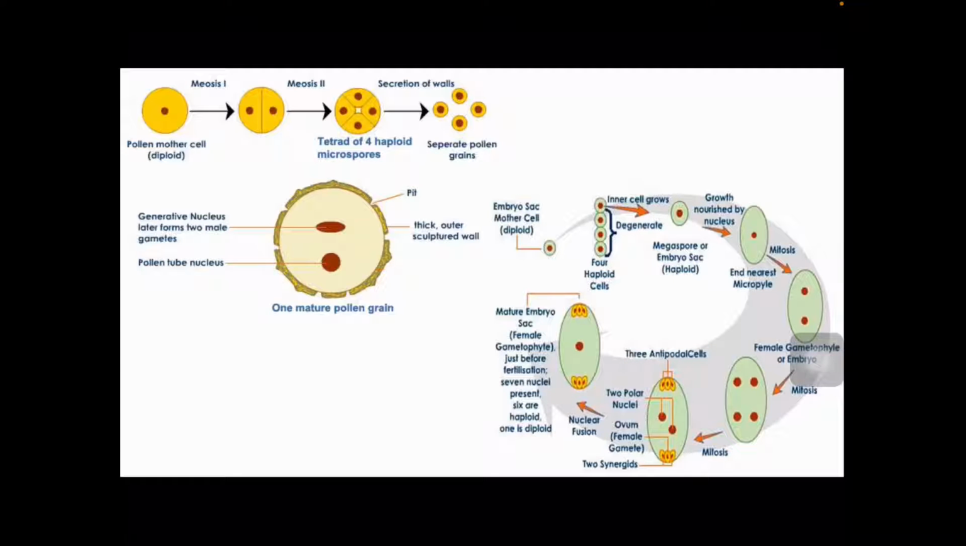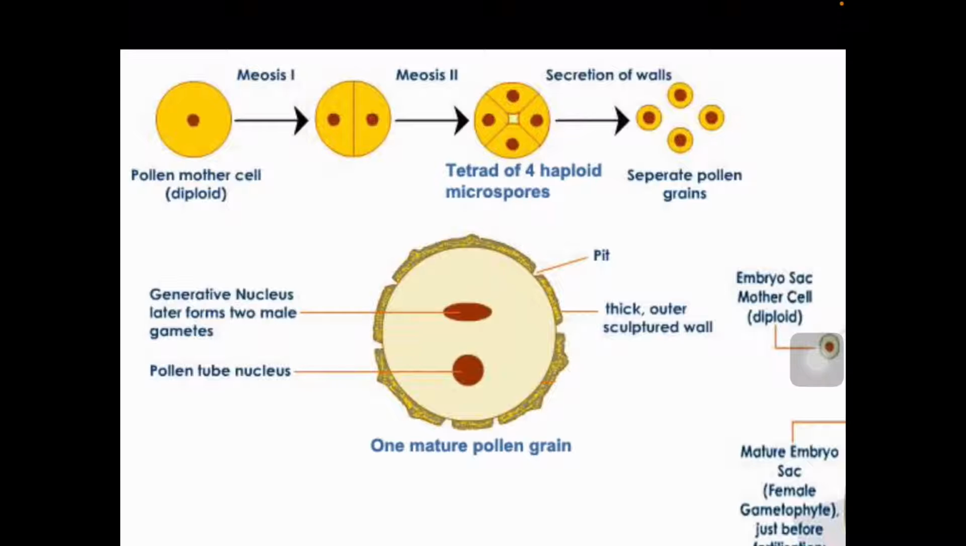Okay, now moving on to gametogenesis in plants. In the male, it takes place in the anther, which is this diagram here. Diploid pollen mother cells divide by meiosis, forming 4 haploid cells. And the nuclei of these cells divide by mitosis, resulting in cells with 2 haploid nuclei. These cells then mature into pollen grains. One of the nuclei is the tube nucleus, and the other is the generative nucleus.